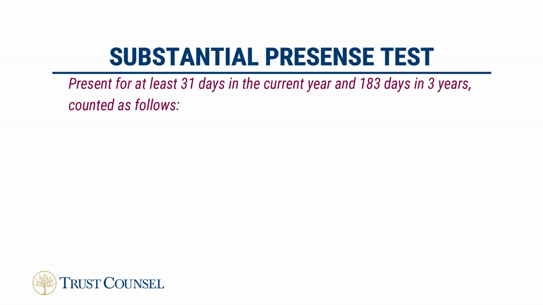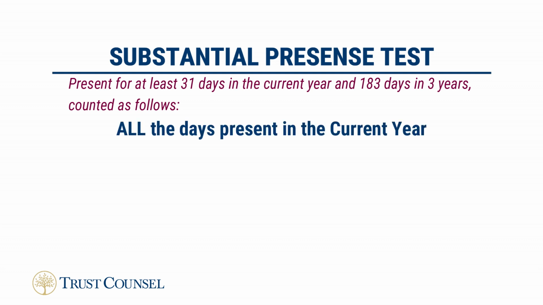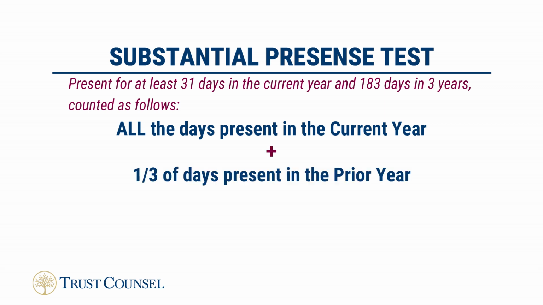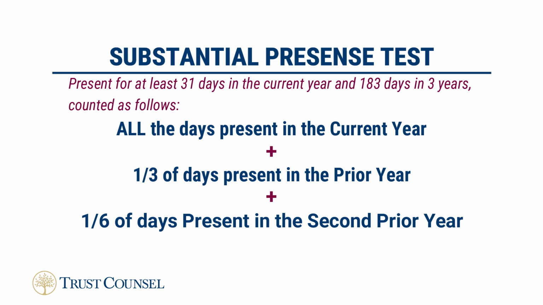And under this test, we look at a person's presence for a period of 3 years. For instance, if you are a foreign individual and you want to know if you have become a US income tax resident, you will have to count all of the days you spent in the country in the current year and add to that 1/3 of the days spent in the prior year and 1/6 of the days spent in the second prior year. If this totals 183 days or more, then you are a tax resident for that year.